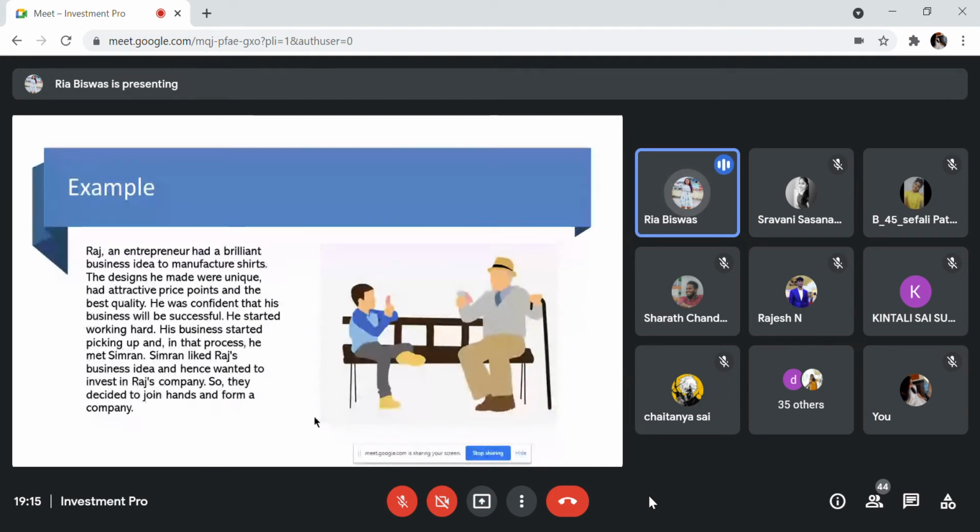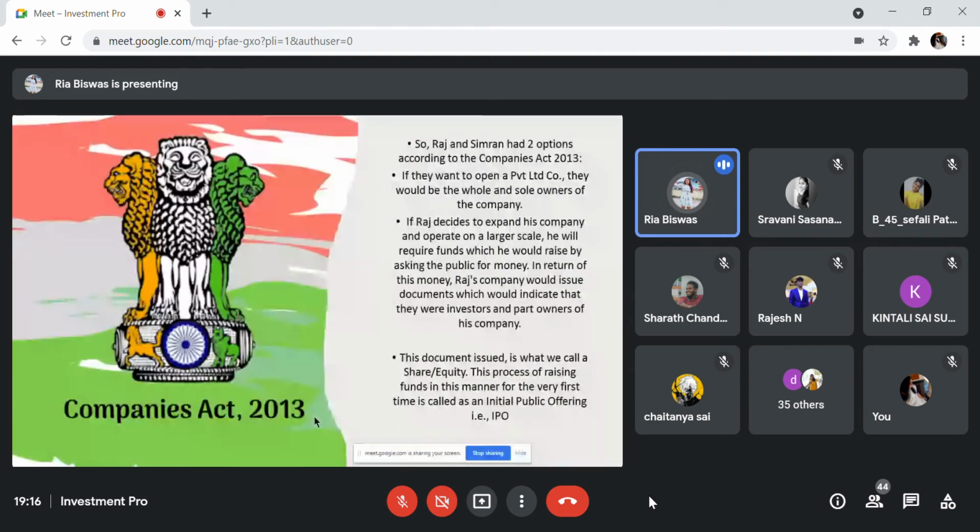Having gone through the whole process, he started sharing his business idea, and he met Simran. Simran really liked the idea of Raj's company. She thought he has a good idea and can make a good profit in the future, so why not take part in this business too and contribute. She wanted to invest in Raj's company. So they both joined hands and decided to form a shirt manufacturing business.